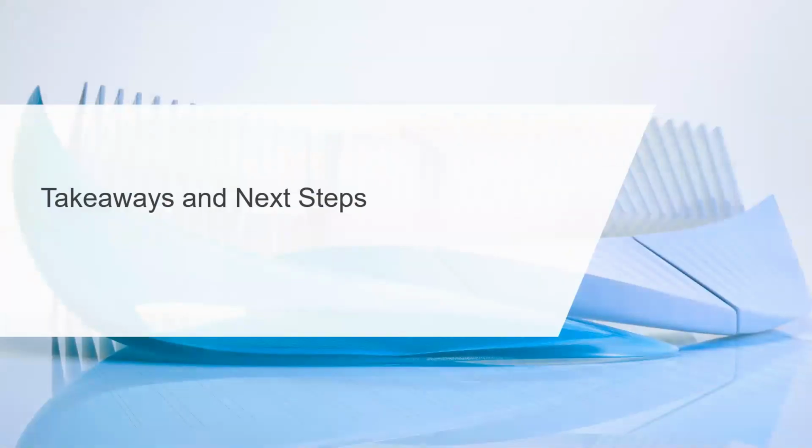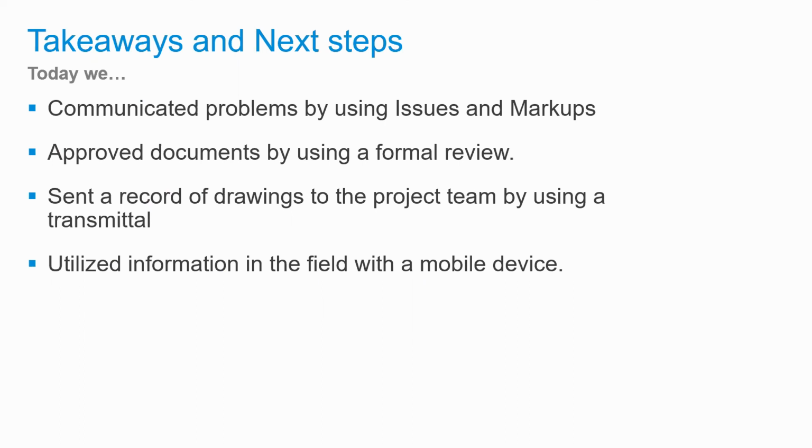So some takeaways and next steps. Today we went through communicating problems by using issues and markups, approved documents by using a formal review. We sent a record of drawings to the project team by using a transmittal. And we know that you can utilize information in the field with a mobile device.